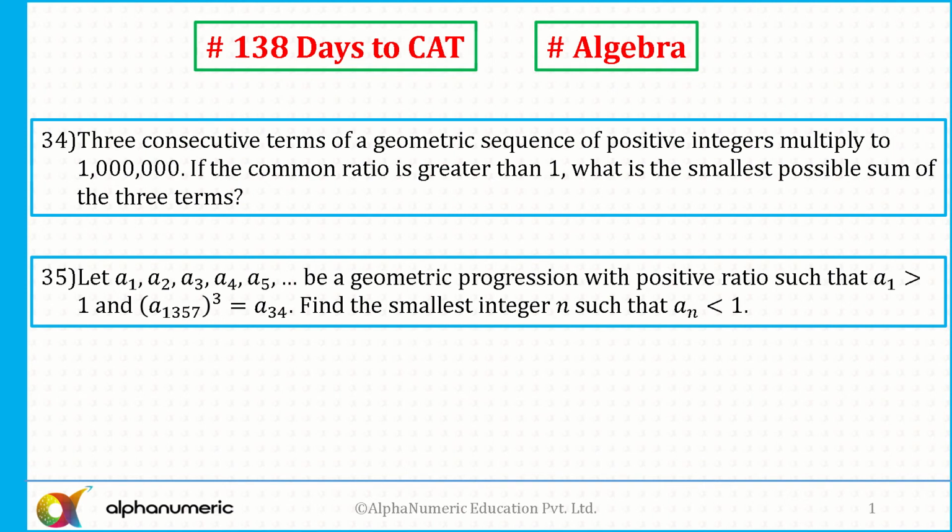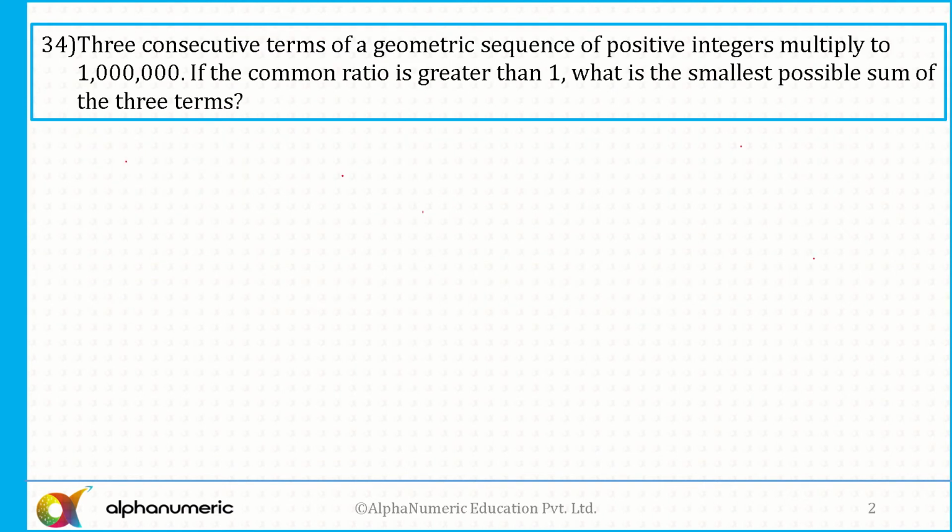Okay, now let's start with the discussion. The first question says that there are three consecutive terms. So the three consecutive terms of a GP of positive integers multiply to 1 followed by 6 zeros, which is 10 raised to the power 6. And the common ratio is also greater than 1. So what is the smallest possible sum of the three terms?